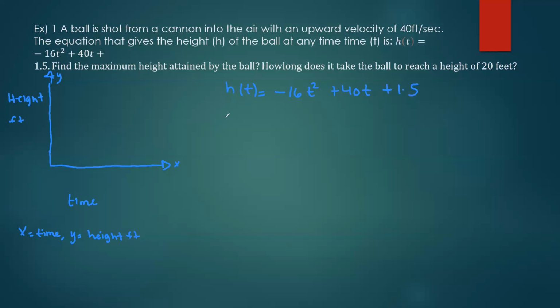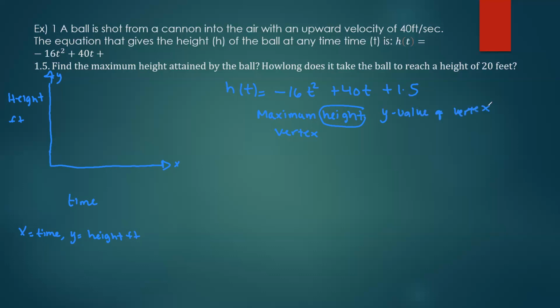Okay, so let's start with the first question. The first part of the question is find the maximum height. The key word here is maximum. That means it is related to a vertex, right? So the real question is, is it the x value of the vertex or the y value of the vertex? We distinguished that height is the y value, so we have to find the y value of the vertex.